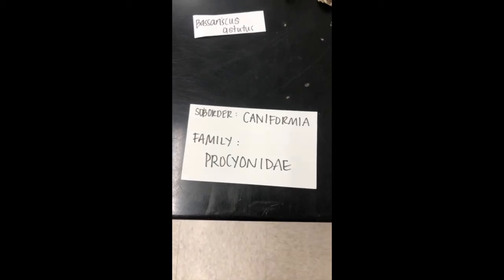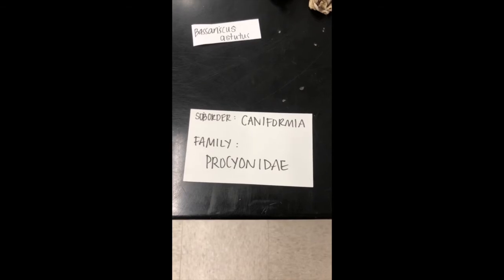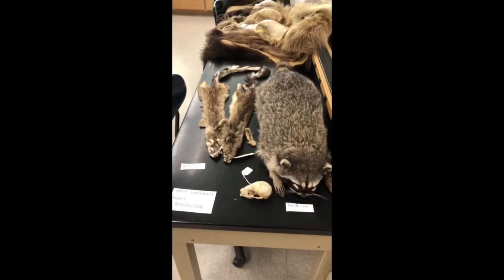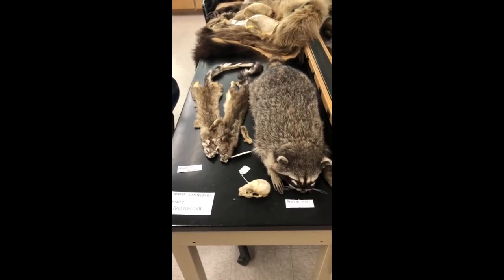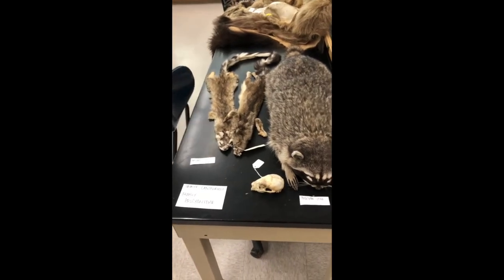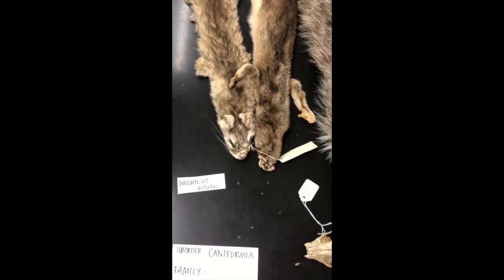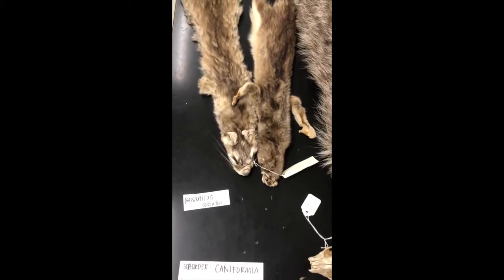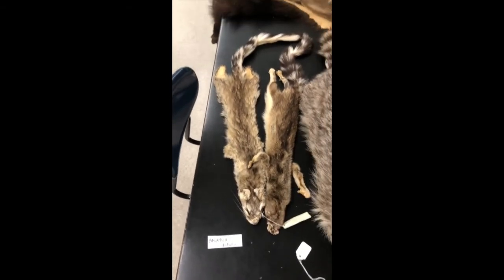The next family that we are looking at in suborder Carnivora is Procyonidae. These are our raccoons. So we have 2 skins, or 2 species for these skins. We have Procyon lotor. This is our raccoon. And we also have Bassariscus astutus. And this is our ringtail.